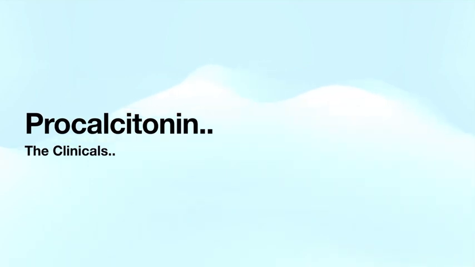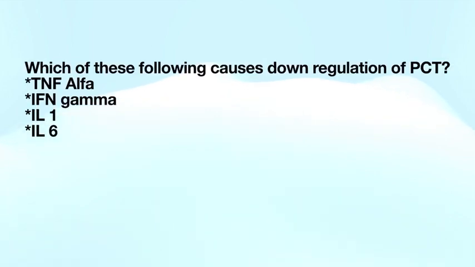Today we'll be discussing procalcitonin, right? So let us begin with an MCQ. Which of the following causes downregulation of procalcitonin? Option A, TNF alpha, option B, IFN gamma, then interleukin 1 and interleukin 6. Which of the following causes downregulation of PCT? So anybody? Let us begin.